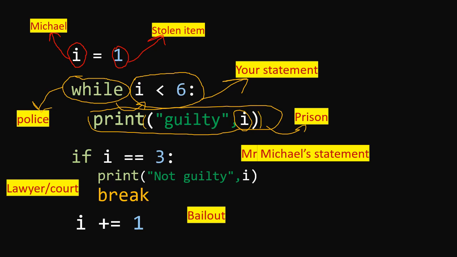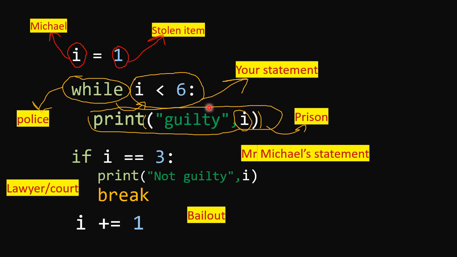Simply means, we are just explaining it in this way. Simply means he is in the prison yard. He will be kept there, because this condition remains true. Once this condition remains true, Mr. Michael will always be guilty. It will keep on printing guilty, guilty, guilty, guilty. So Mr. Michael will be kept in the prison. He will be kept here.